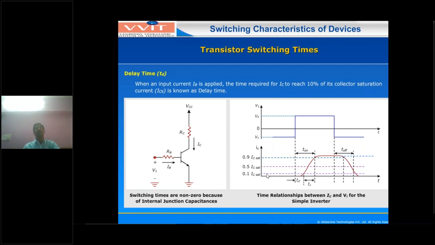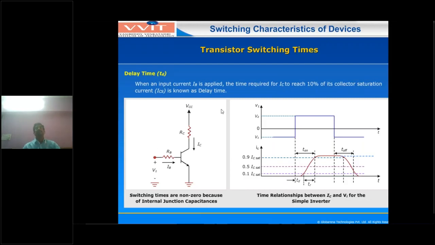Now you draw the output waveform here. This is the input voltage waveform, and this is the output current waveform with respect to time. Whenever the input voltage increases, at T equal to 0 the input waveform suddenly increases to V2 voltage. But the base current will not increase immediately. Similarly, the collector current will not increase immediately. You observe here that the collector current is still 0. Why is it 0 up to a certain time? That we will discuss later.